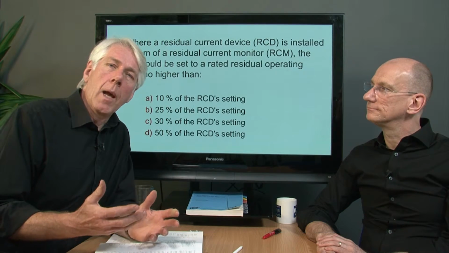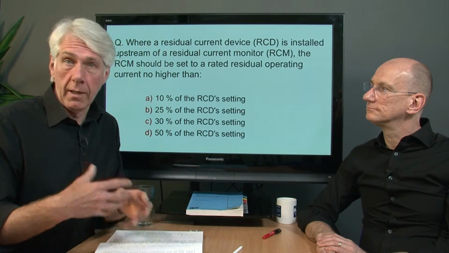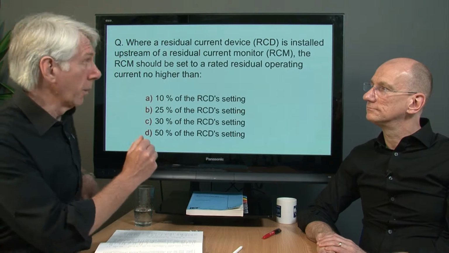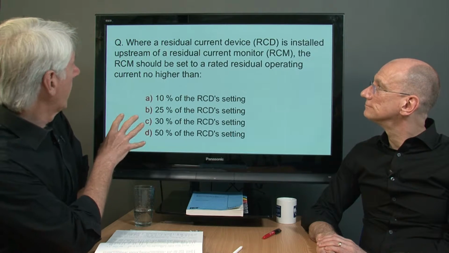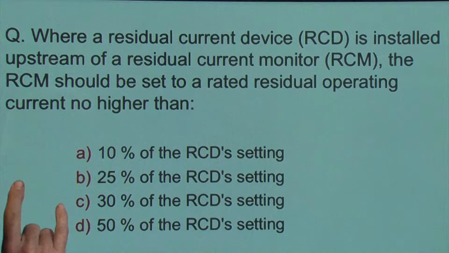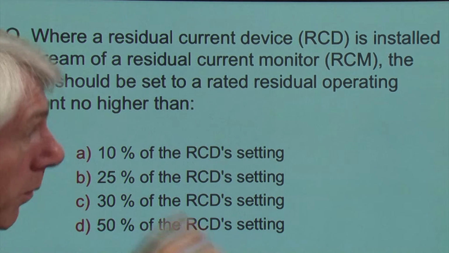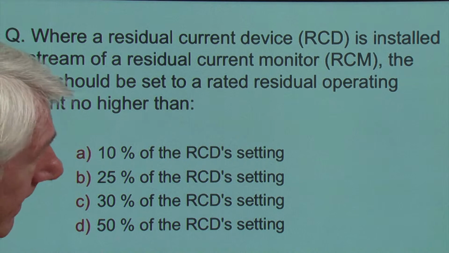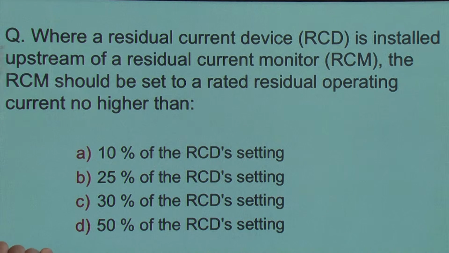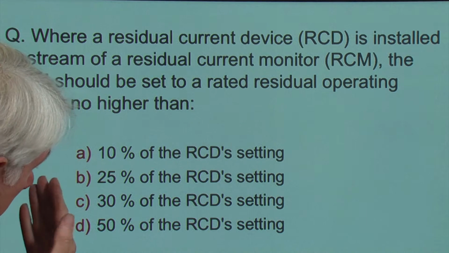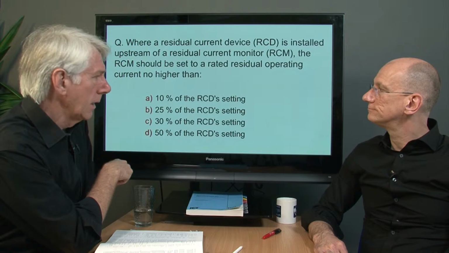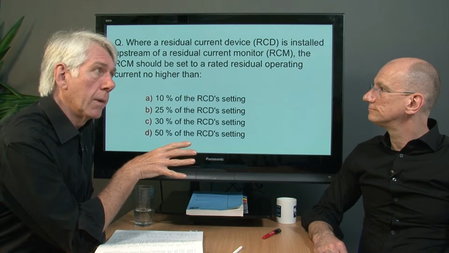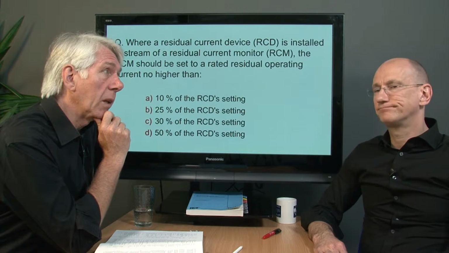We have this time a pretty wordy question introducing a piece of kit that some people won't be familiar with immediately. And that's always a bit of a nervous moment. Where a residual current device, RCD, we are familiar with that, I think, is installed upstream of a residual current monitor, RCM, the RCM should be set to a rated residual operating current no higher than. And then we have some choices. So if you're not familiar with an RCM, this could cause a quickening of the pulse.